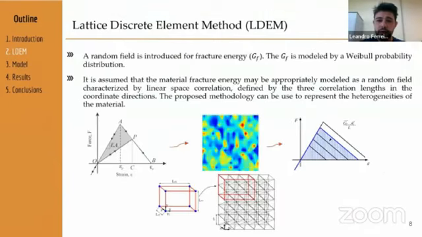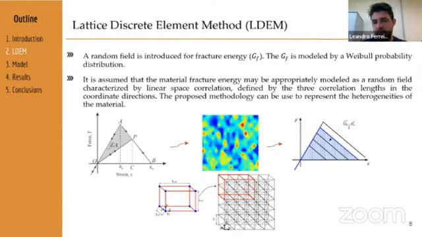A random field is introduced for the fracture energy, GF. This parameter is modeled by a Weibull probability distribution, and it's assumed that the material fracture energy may be appropriately modeled as a random field characterized by a bilinear space correlation, defined by 3 correlation lengths in the coordinate directions.